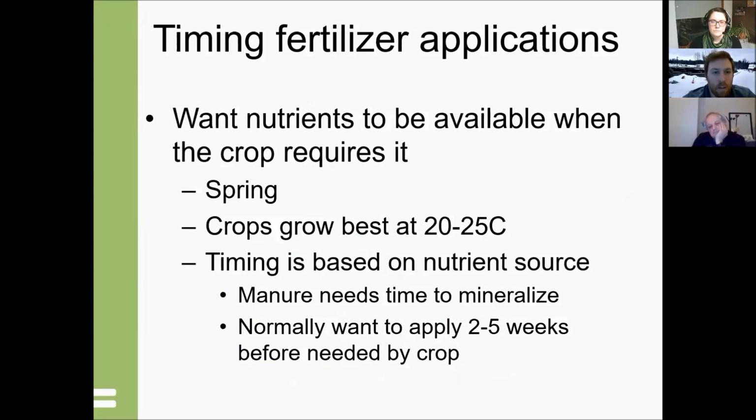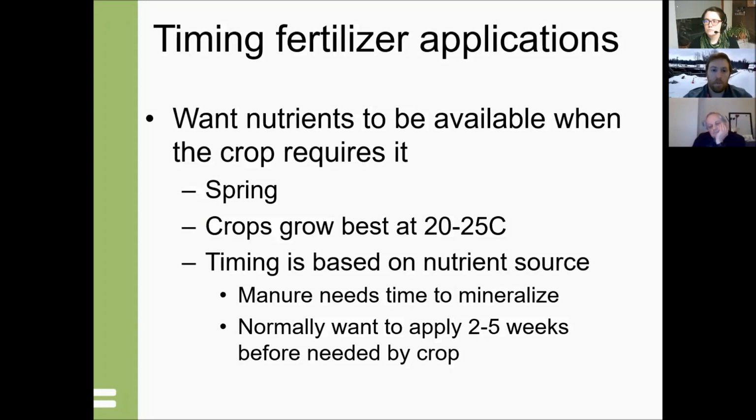So after rate, another thing we need to think about is timing, because you want these nutrients to be available for your crop when it requires it. And so normally this is the spring, because as it starts to warm up, that's when the crops decide they need to start growing, and for them to grow, they need nutrients. Most crops grow the best between 20 and 25 degrees Celsius.